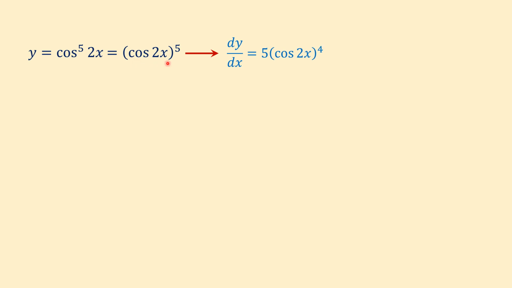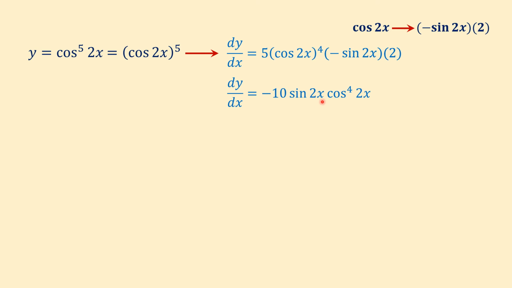To find the derivative of the inside function, again we need the chain rule. Cosine is the outside and 2x is the inside function. The derivative of cosine is negative sine. We leave the inside alone. We don't touch it. We just write the inside function. Just we take the derivative of the outside. Derivative of cosine is negative sine. Derivative of cosine of 2x is negative sine of 2x, times derivative of inside. Derivative of 2x is 2. So derivative of the inside function is negative sine of 2x times 2. And this is the derivative of the function. If you want, you can simplify your answer and write it as negative 10 sine of 2x cosine to the fourth of 2x. Note that negative times 2 times 5 is negative 10.